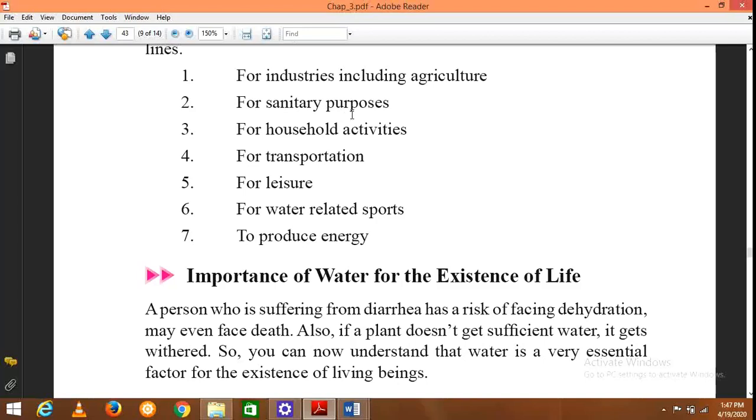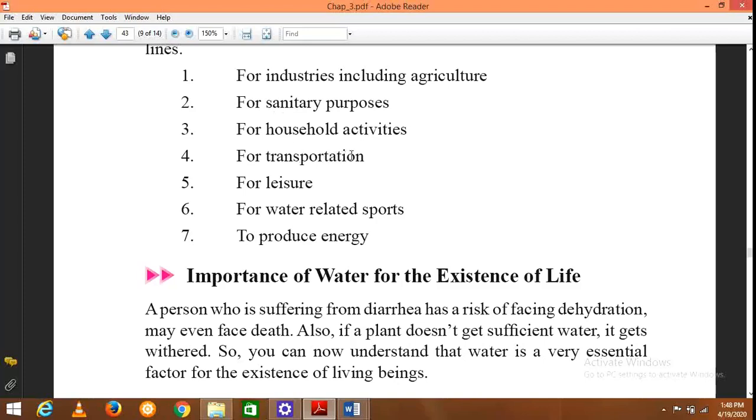Then for sanitary purposes, if we think of our day-to-day life, water is essential to maintain good health practices. Washing clothes and bathing are all included here. For household activities, for cooking we need water, then to clean the house, as well as for the usage of animals, and for cleaning the vehicles. There are so many household activities in which we need water.